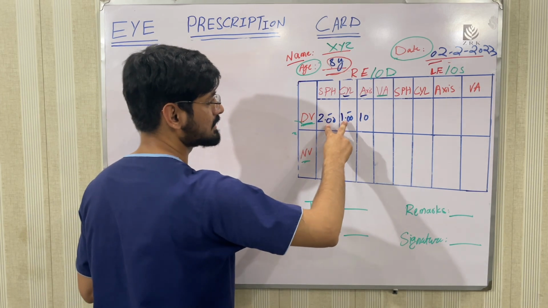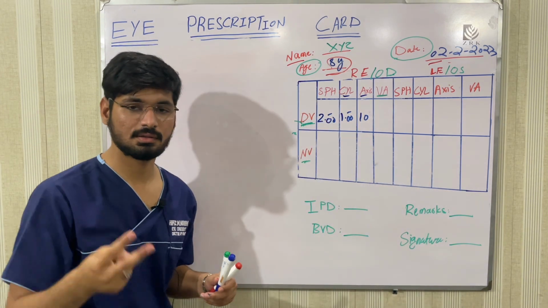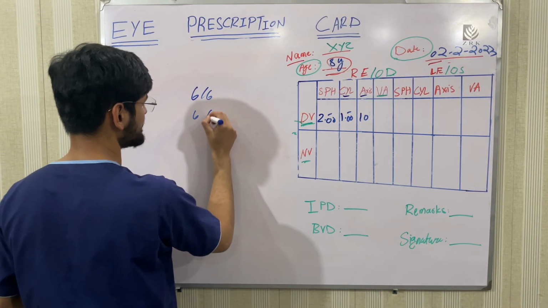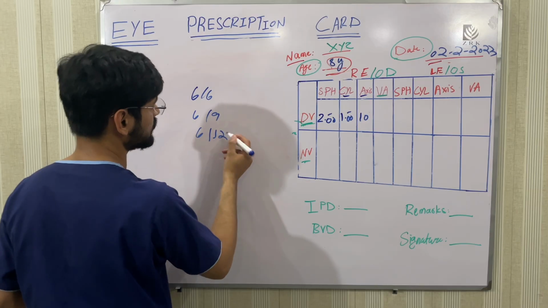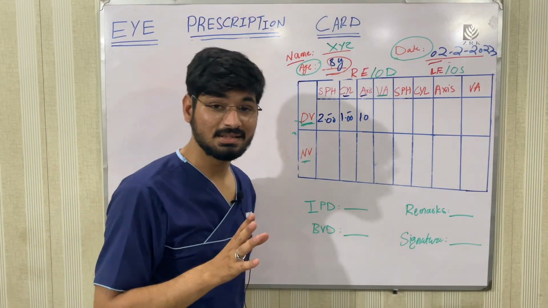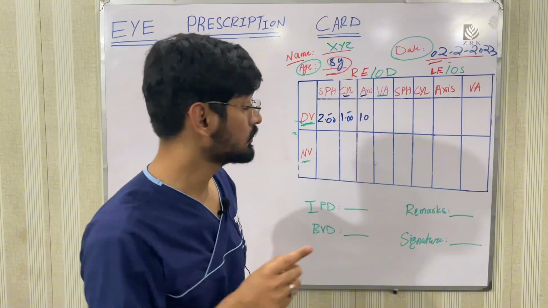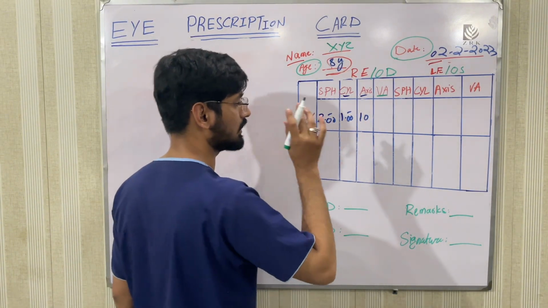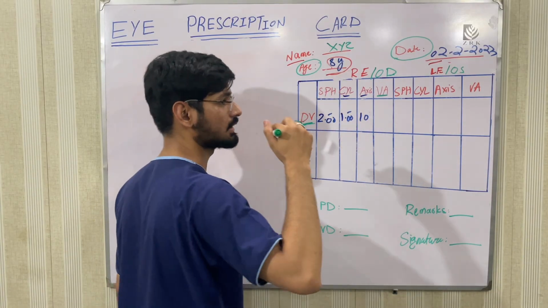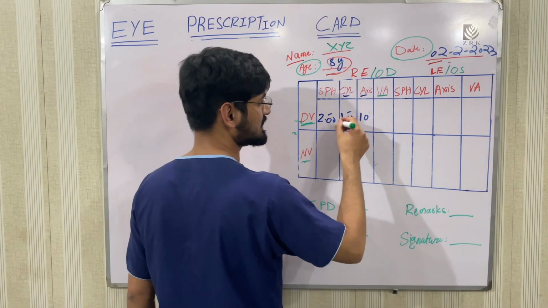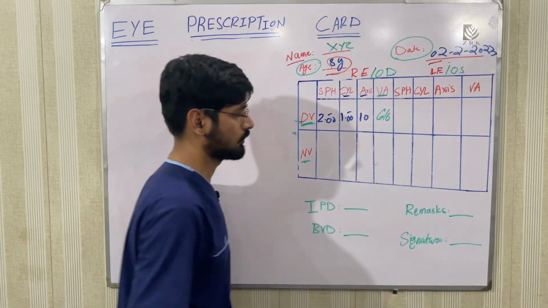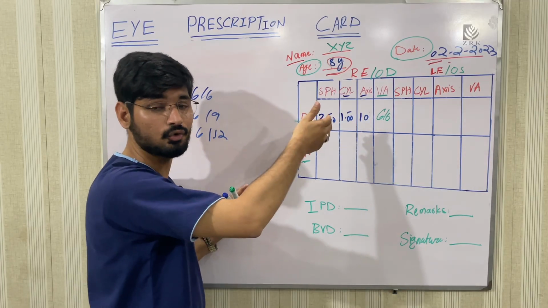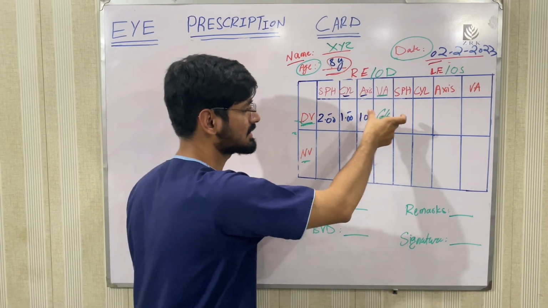The patient is 6 by 6 with this number, or 6 by 12 with this number, or 6 by 9. For example, the patient is 6 by 6, 6 by 9, 6 by 12, or what is the visual status? This is most important and necessary for you. Always mention a visual acuity. If you do a refraction of a patient, always mention the visual acuity with that number of the patient. For example, with this number my patient is 6 by 6. So here I can write it. Here we can see how we write a distance visual acuity number in this eye prescription card.